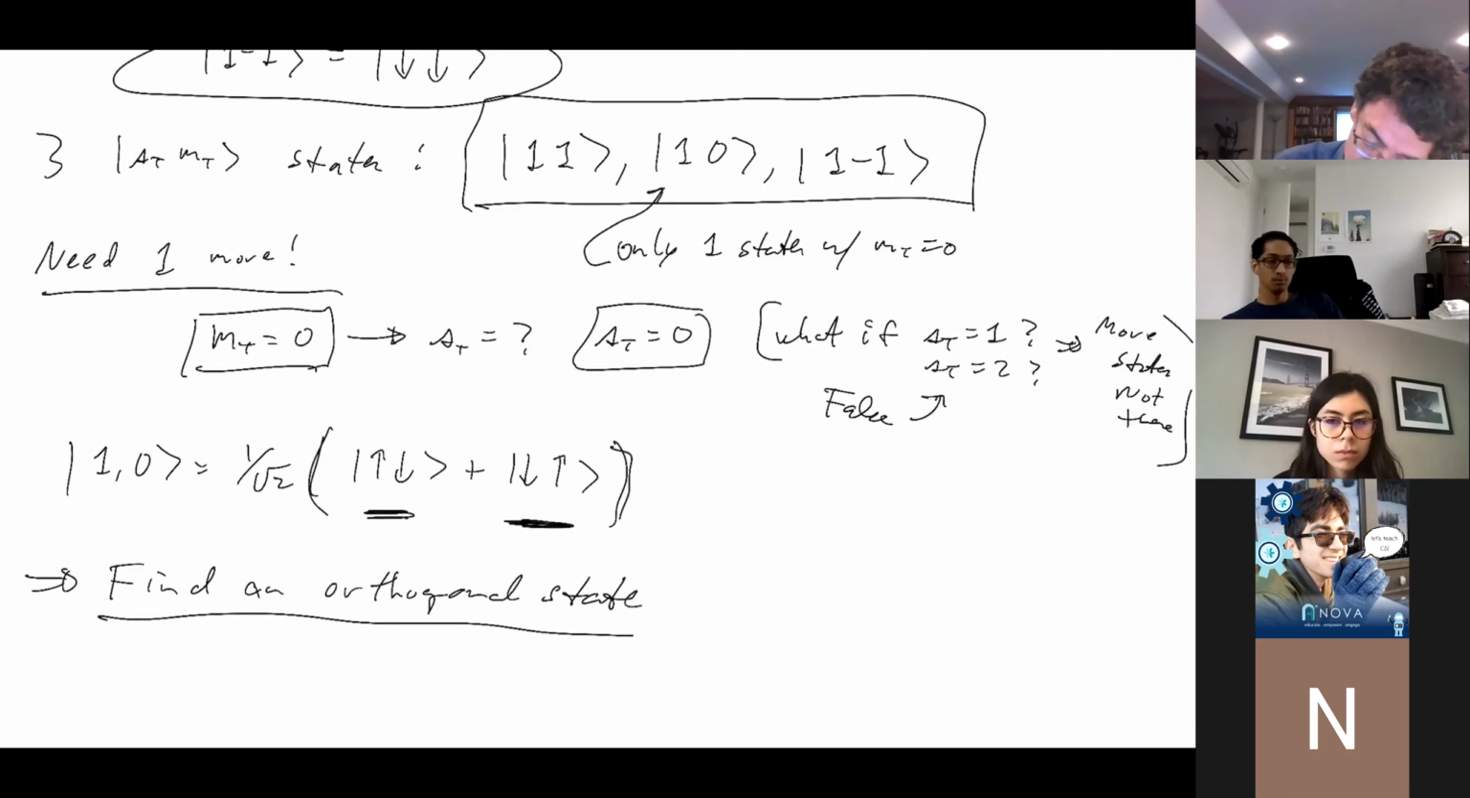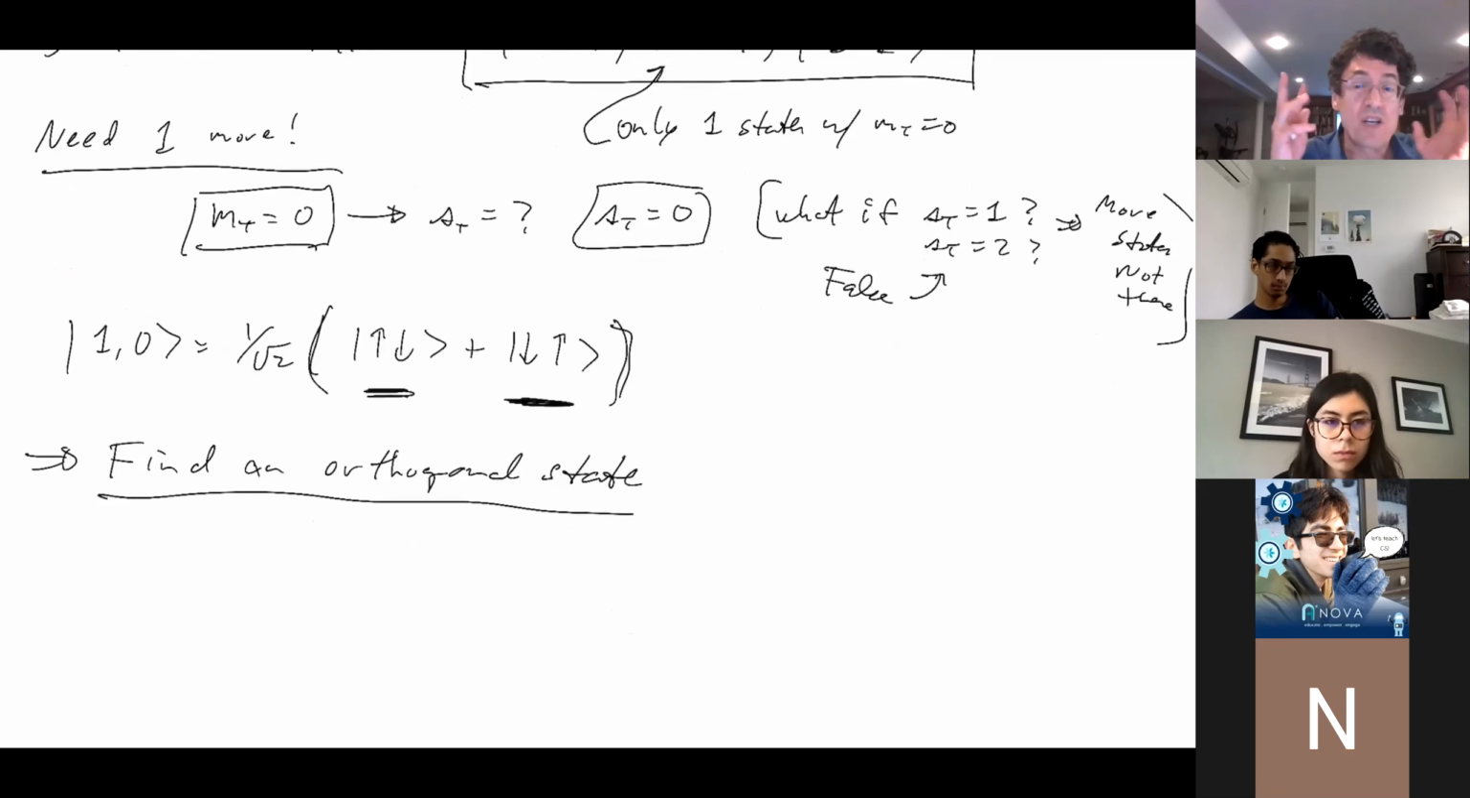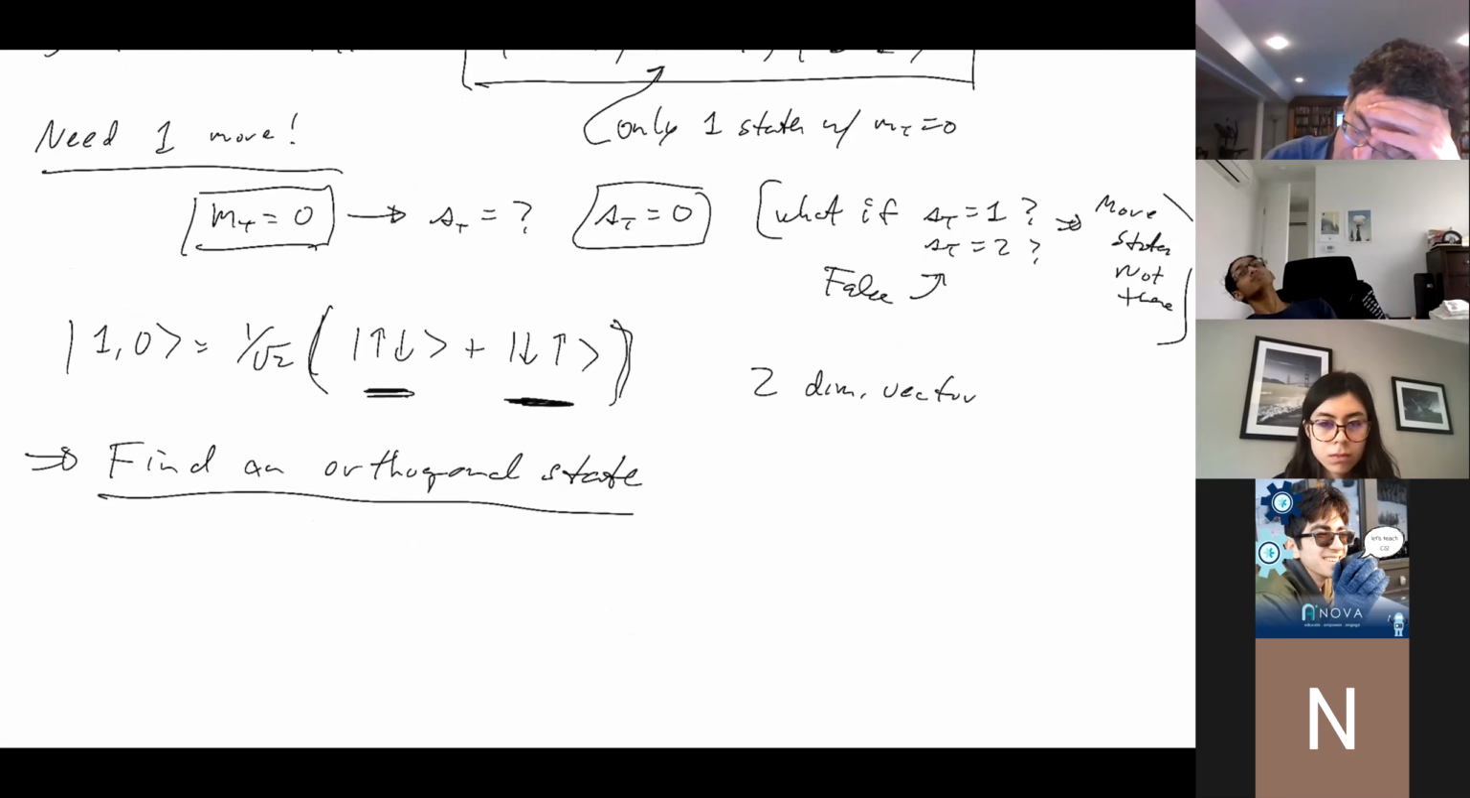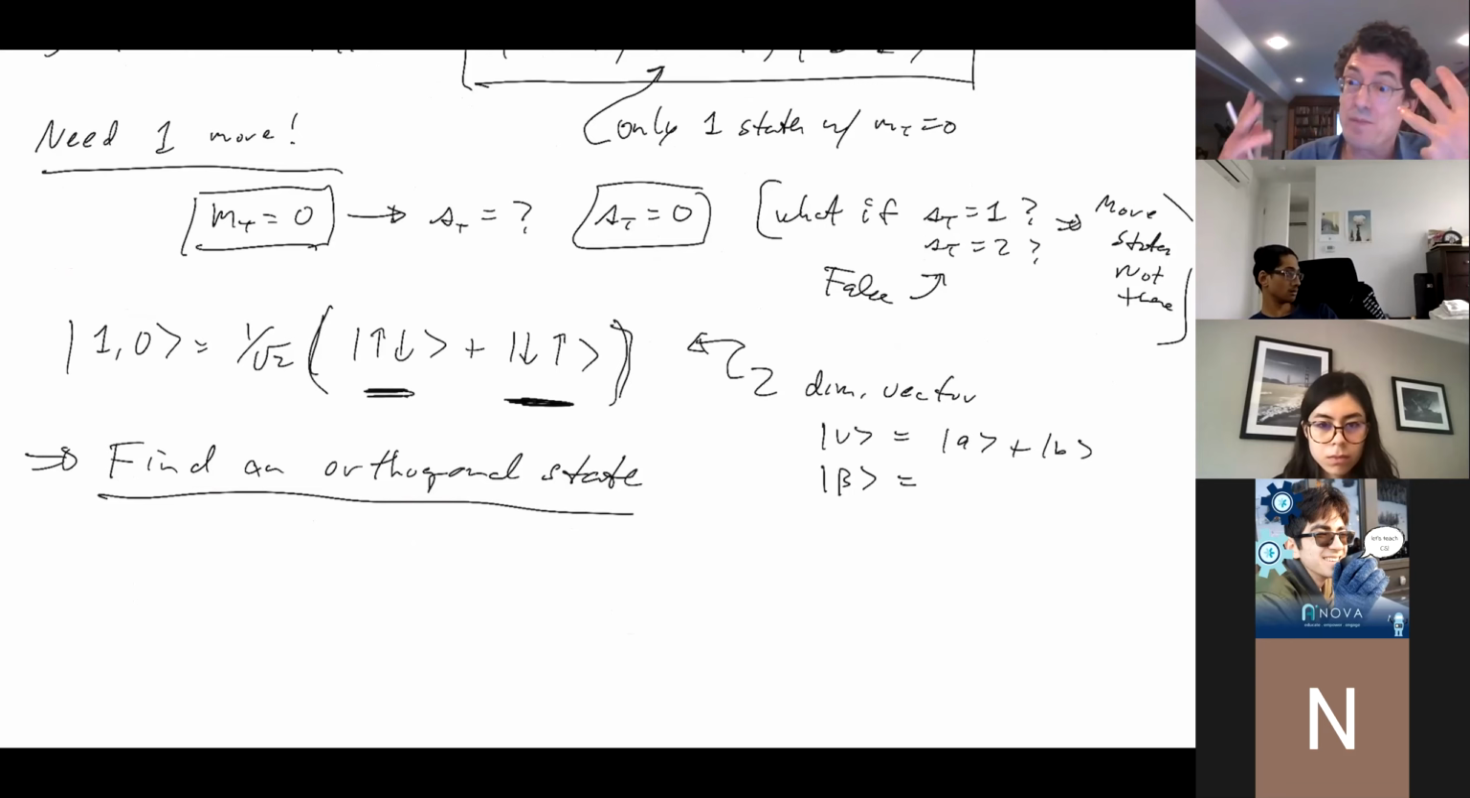And so you can just look at that and say, well, I have a two-dimensional... you can think of this in the language of linear algebra, this is a 2-dimensional vector. And so if I had a vector V that's equal to, say, A plus B, then I could find another vector, I'll call it beta, which is going to be orthogonal. You could do A minus B. So it's just using simple linear algebra reasoning.